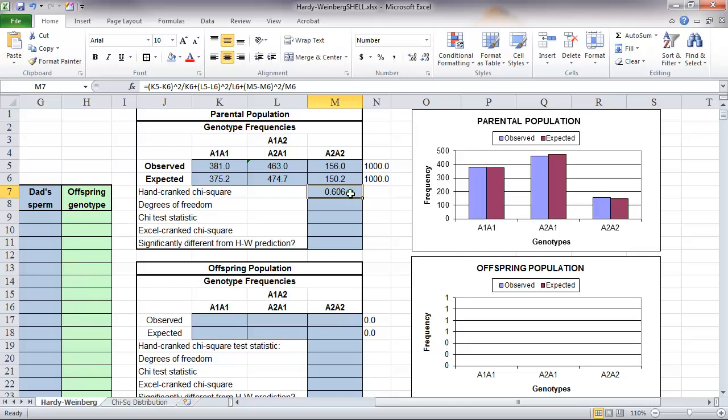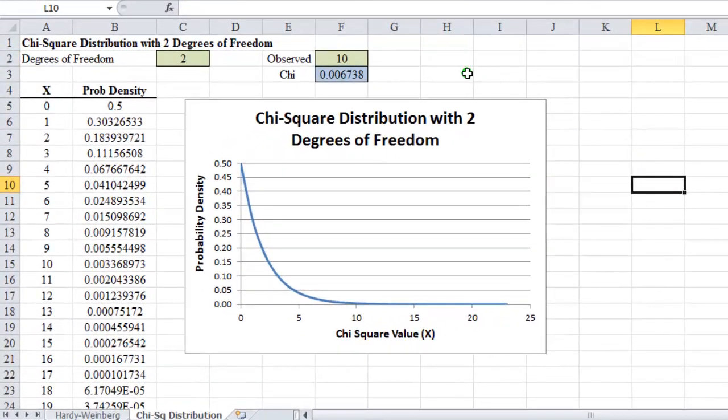Now, what do we do with this thing? Well, we look at where this value falls on a chi-square distribution. The chi-square distribution is a theoretical distribution, and we've plotted it out on a separate tab. So if you click on the next tab, you'll begin to see the chi-square distribution. It is controlled by one parameter, called its degrees of freedom. If I enter the number 2, then a chi-square distribution looks like this.